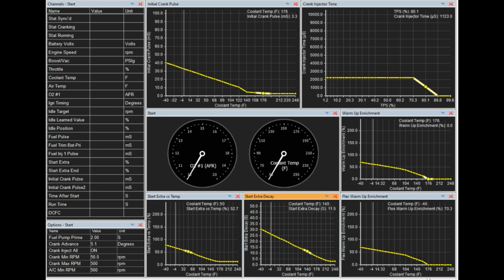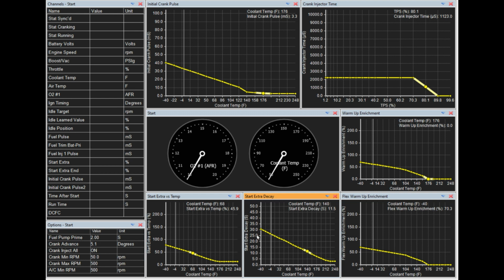So with those things in mind, here's some changes we're going to make on your startup calibration so that we're not running so rich. The first thing we look at, you've got a start extra versus temp calibration tool here. This is looking at an extra percentage of fuel that's going to be added based on the coolant temperature.